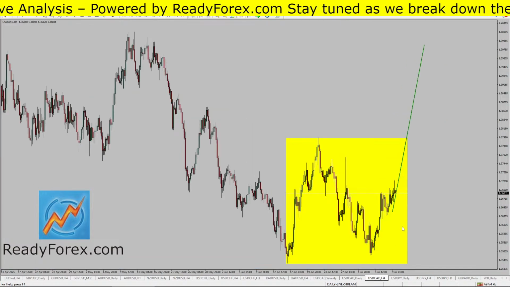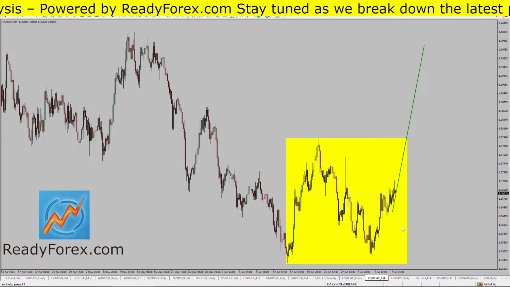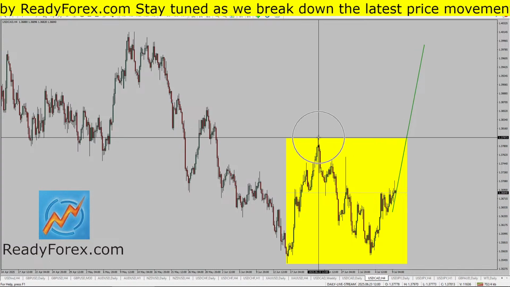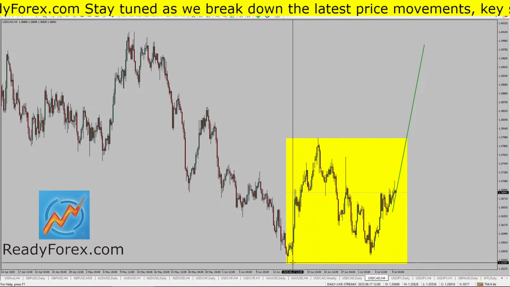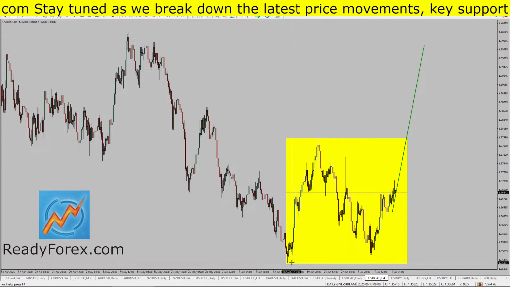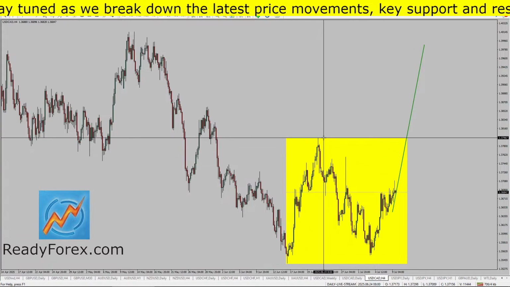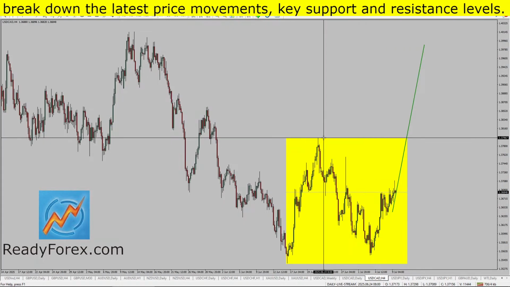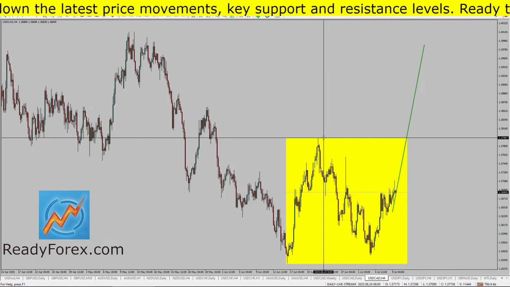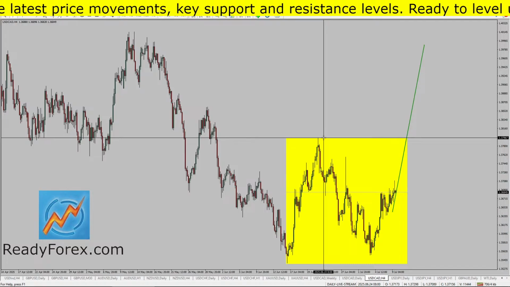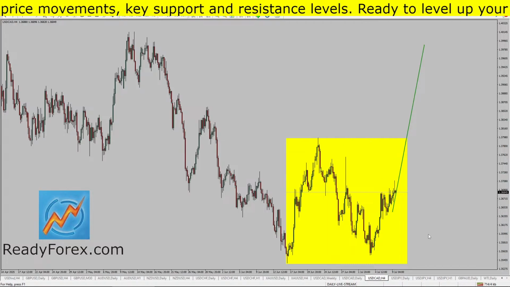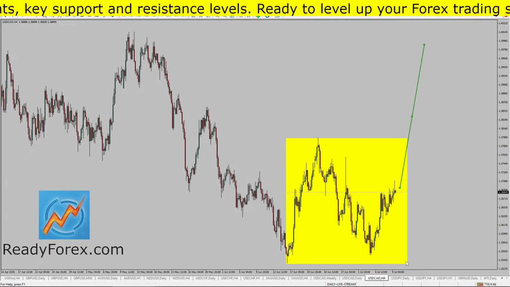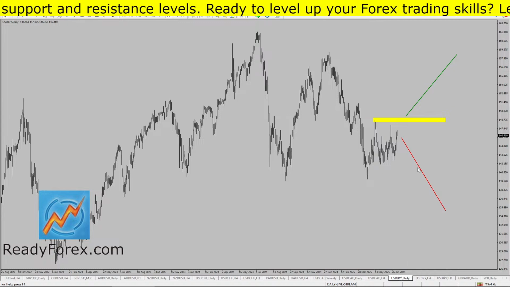This is the yellow color highlighted area. So as long as price action is moving in between this high and low area over here, the low value is 1.3539 and the high value is 1.3796 level. As long as price action is moving inside this yellow color box, then it's a sideways price action going on. Once market breaks out of this box, the chances are high that we are going to get a bullish breakout.